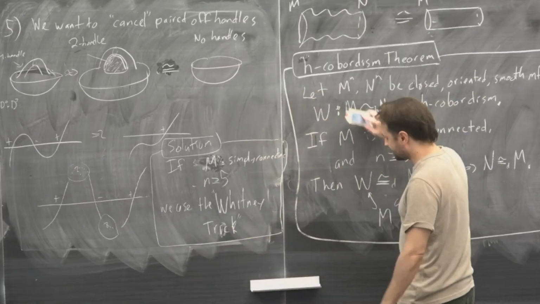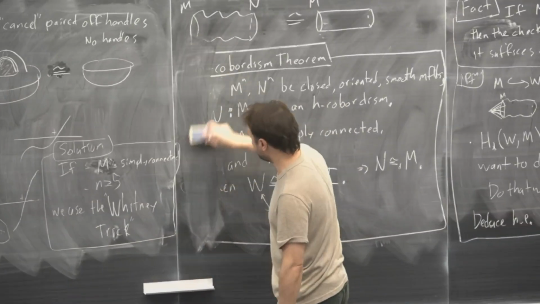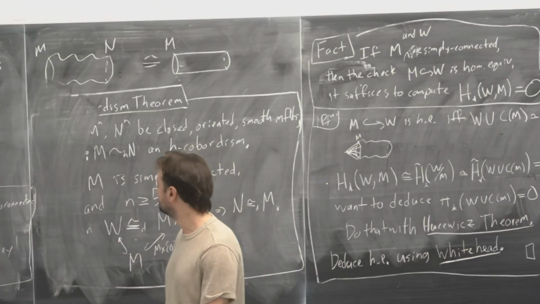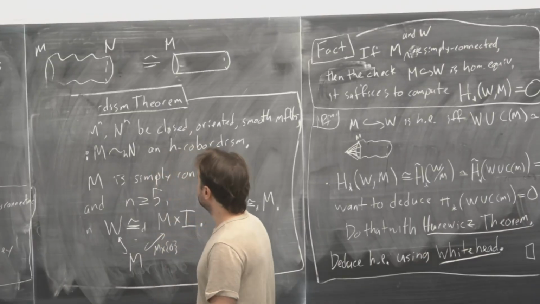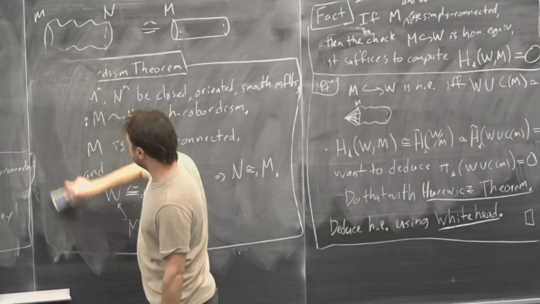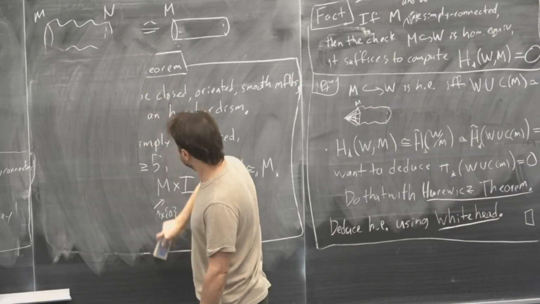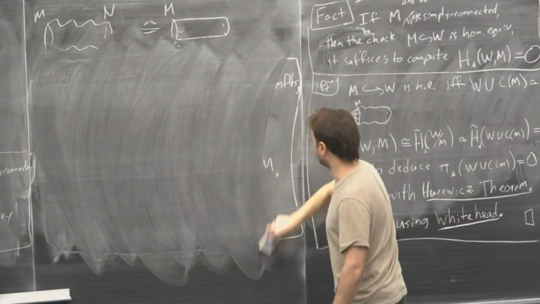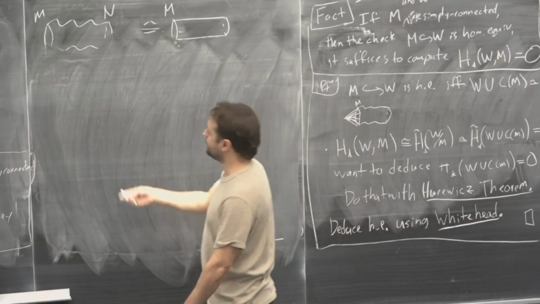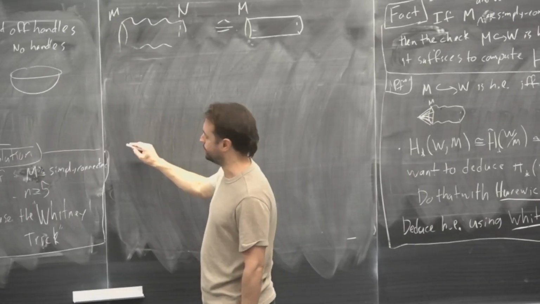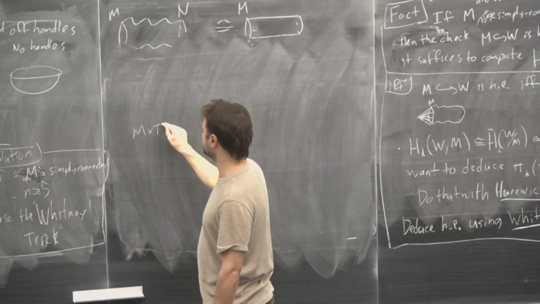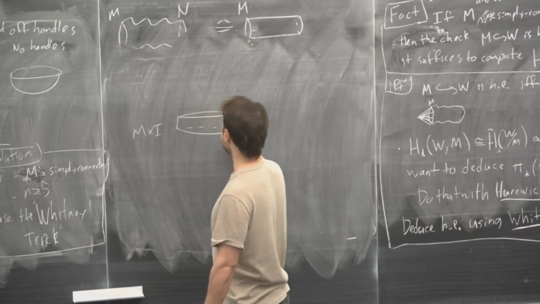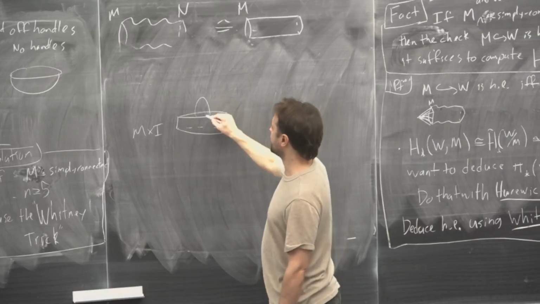So I'm just going to start now to talk about handles. Just that last sentence: if there's no handles, it's a cylinder. Yeah. So the way that the handle decomposition actually works is you start with a component of the boundary, say M, and you take the cylinder of it. Okay? And then you build your manifold by attaching handles to that.